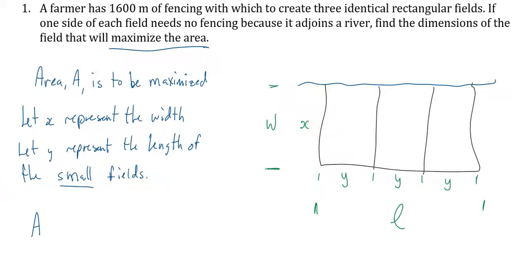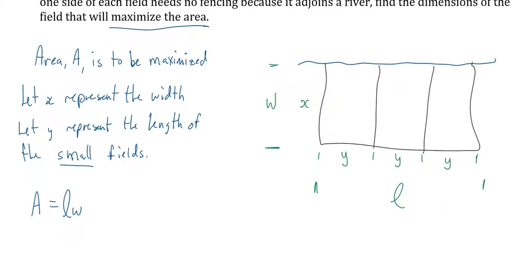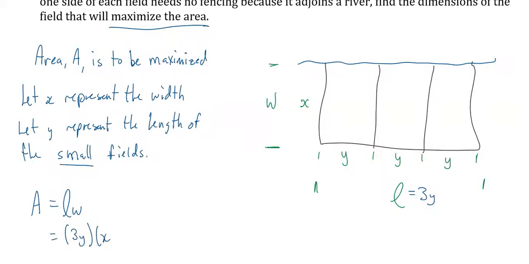Area is the thing that I'm maximizing, A. So I gotta find the formula for area. I gotta come up with an equation for area. That's the whole point. What is the equation for area of a rectangle? Length times width. What is the length? Very good, it's 3y. And the width is x. So this is 3y times x.